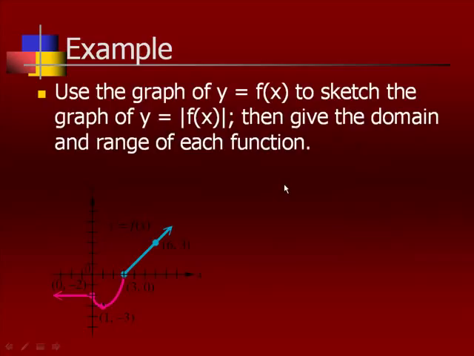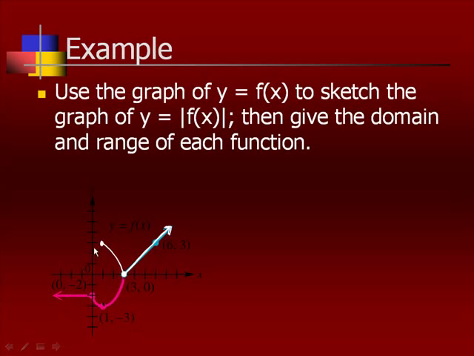Now, use the graph of y equals f of x to sketch the graph of y equals the absolute value of f of x. Then give the domain and the range. Well, remember, as long as your graph is above the x-axis on f, then it's going to be above the x-axis on absolute value. This one, we're going to bring it up above the x-axis. So if this was 1, negative 3, we're going to go to 1, 3. So we've got that little piece.